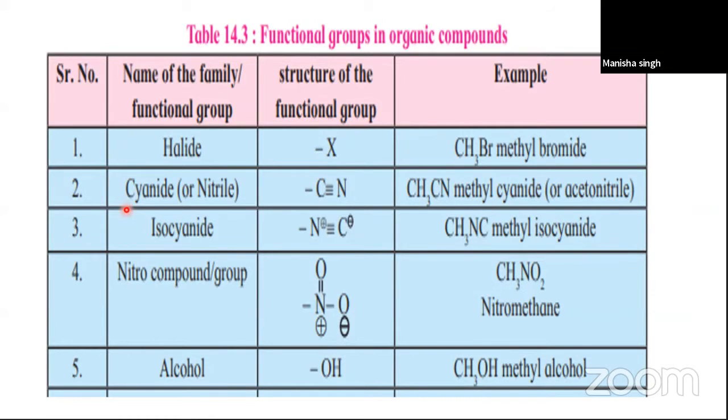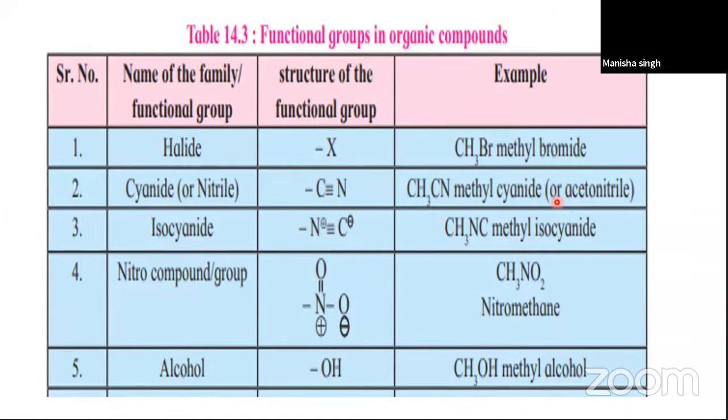Cyanide को और क्या बोलते हैं? Nitrile. Another name for cyanide is nitrile. ये भी तुमको याद रखना है because sometimes the word nitrile is used, sometimes the word cyanide is used. So the functional group is C triple bond N. This is the cyanide. The example is methyl cyanide, because methyl के साथ cyanide attach है. और acetonitrile भी बोलते हैं उसको, because the nitrile word is for cyanide.